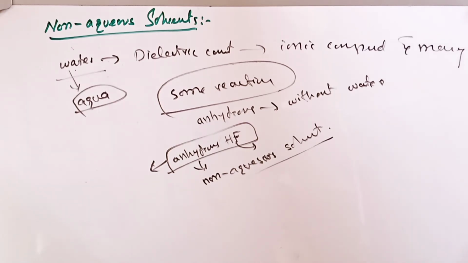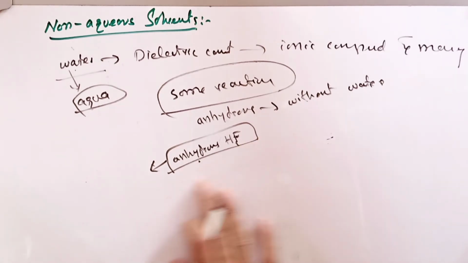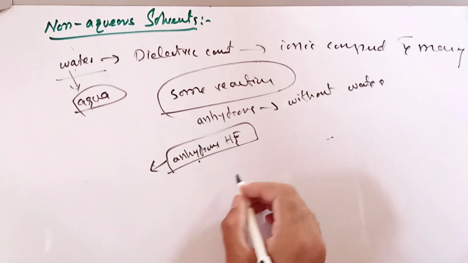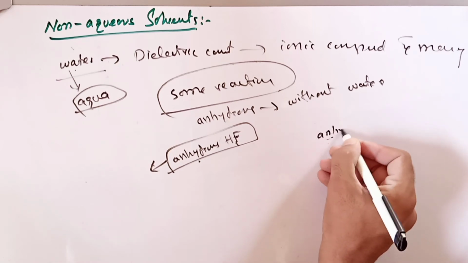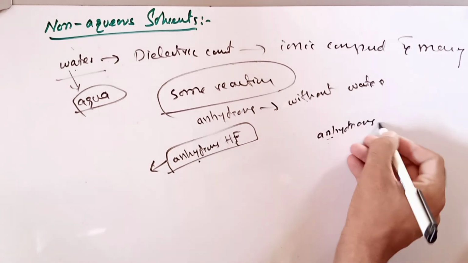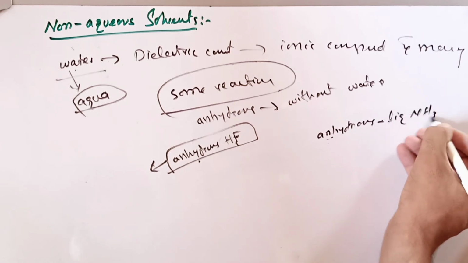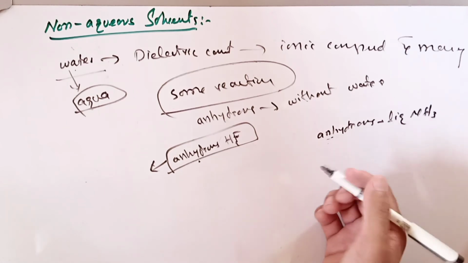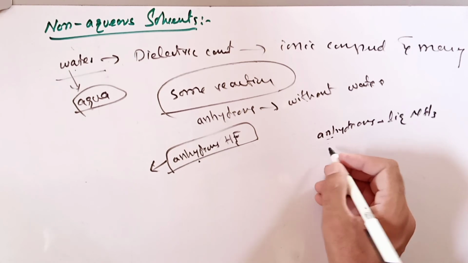A large number of non-aqueous solvents have been studied in the last 5 years. These solvents have sizable dielectric constants and hence can dissolve many substances. For example, as I told you, anhydrous liquid ammonia, where no water is used, such a solvent will be called a non-aqueous solvent.